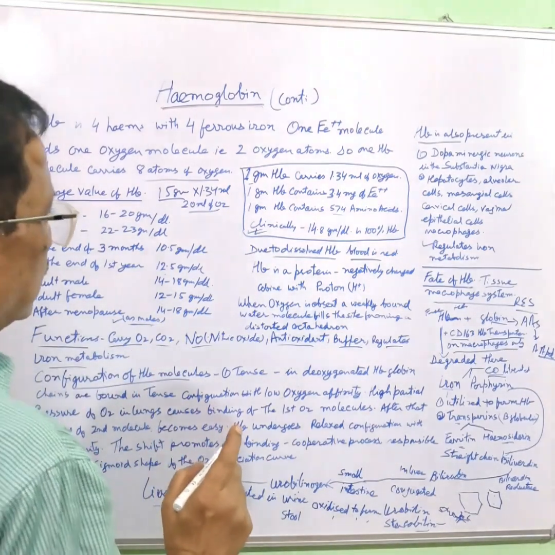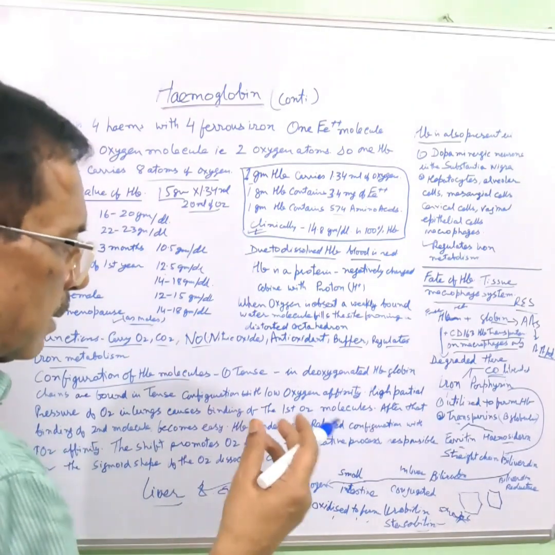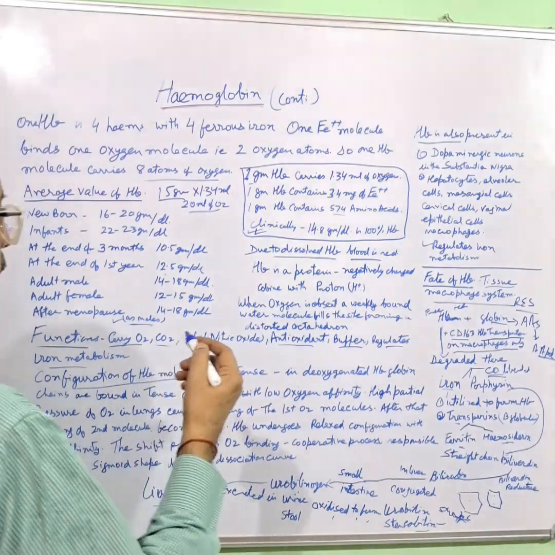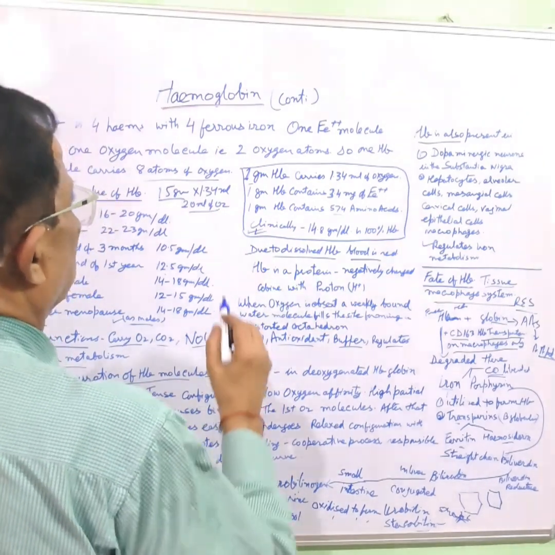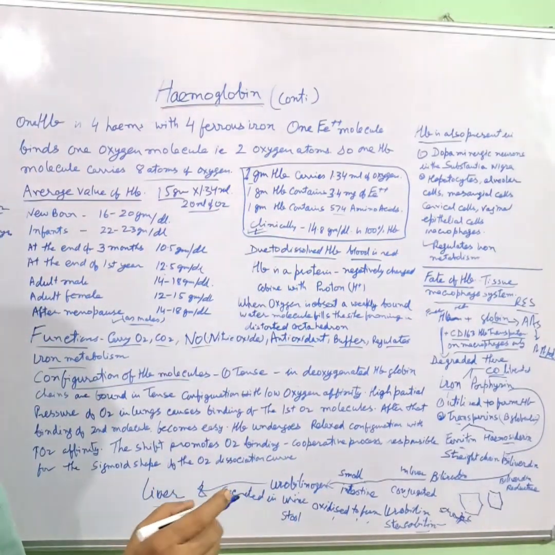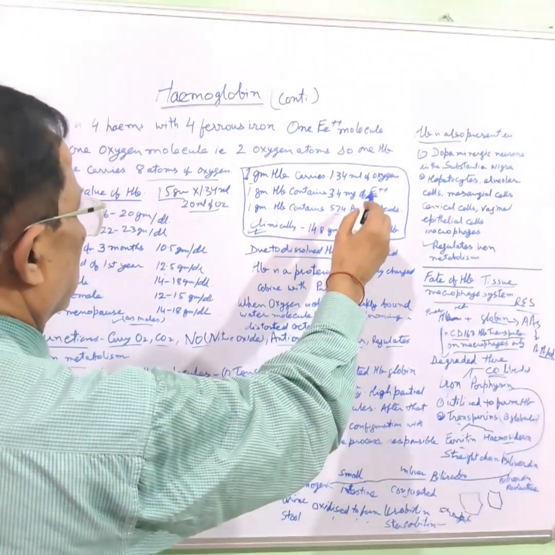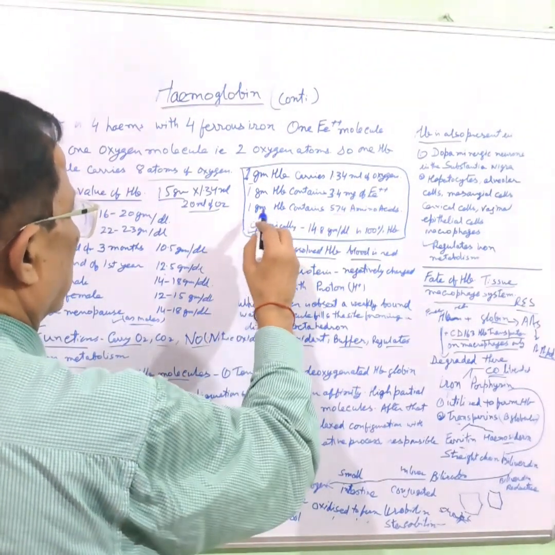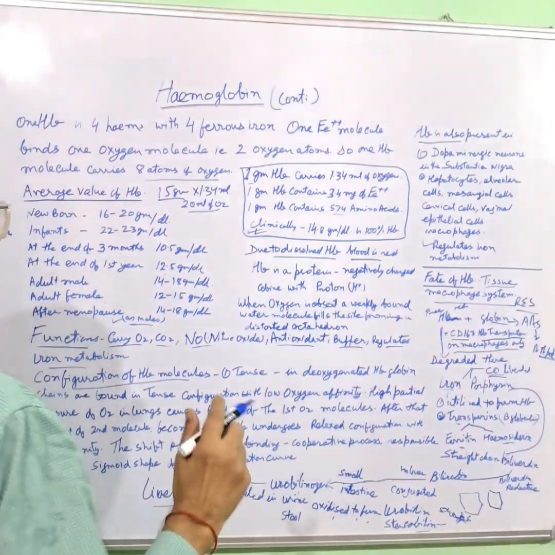Some hemoglobin is present dissolved in blood. Due to this dissolved hemoglobin, blood is red. 1 gram hemoglobin carries 1.34 milliliter of oxygen. 1 gram hemoglobin contains 3.4 milligram of ferrous iron, and 1 gram hemoglobin contains 574 amino acids.